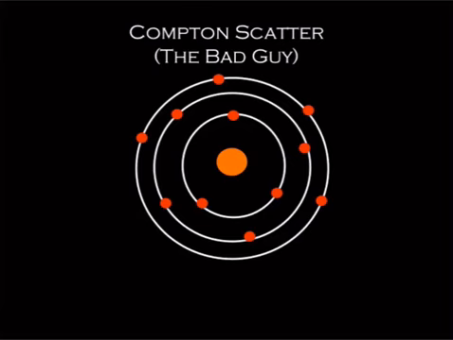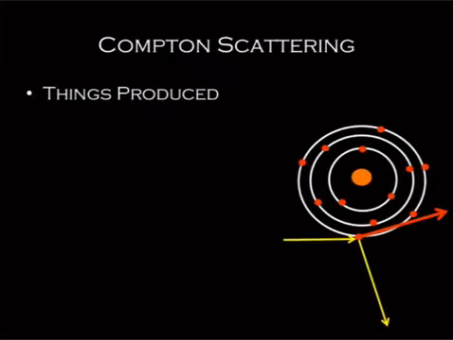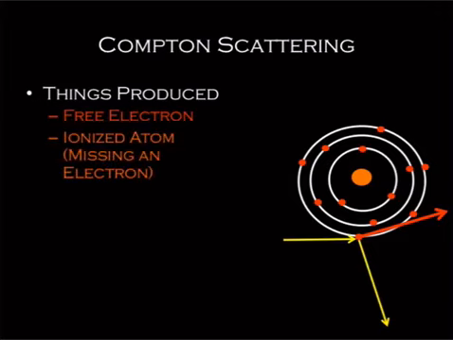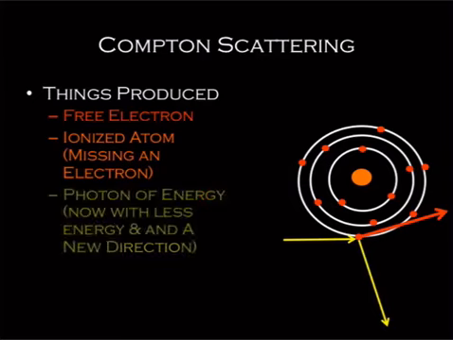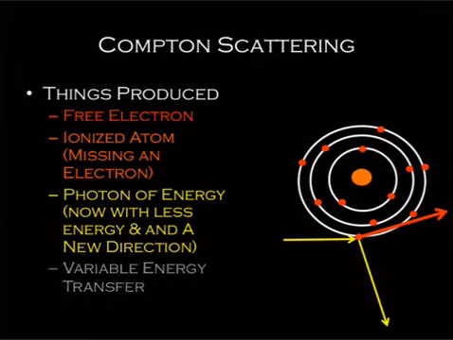So let's talk about the things that are produced. So the first thing that's produced is a free electron. That's the thing that got knocked loose. The next thing is now you have an ionized atom, right? So it's missing an electron. You've also produced a photon. It was there to start with. This is your X-ray, but now it has a little bit less energy in a new direction. So you produced a new direction and slightly less energy. And as I mentioned, this is variable energy transfer. And because that's a difference from the photoelectric effect, that makes it a testable fact. So I'm sort of repeating it over and over again because I believe that repetition helps with memory.